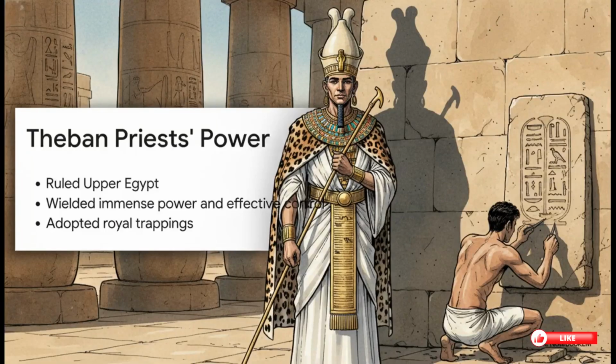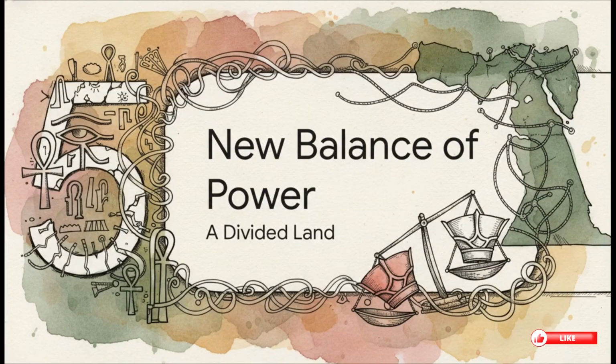And even though they didn't call themselves pharaohs, these high priests, they sure acted the part. I mean, they controlled the land, the army, the economy of the entire South. And what's more, they started using royal perks, like writing their names in those famous cartouches. They were really blurring the line between priest and king. So what does this all look like when you put the two halves together? Well, you get this really complex, kind of weird political situation that Egypt had never really seen before. It was this delicate and probably confusing new balance of power.